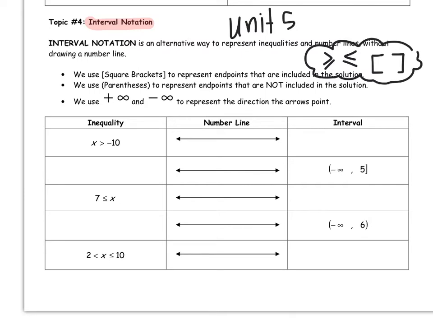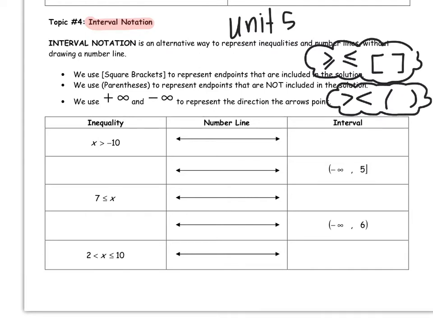And then it says we use parentheses, so parentheses are these regular parentheses that we're used to, to represent endpoints that are not included in the solution. So that means parentheses go with symbols like this: greater than or less than, with no line underneath.